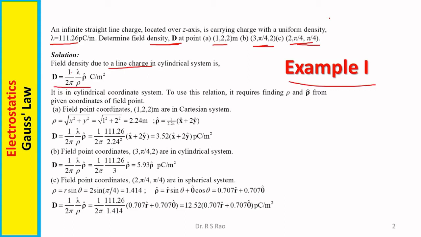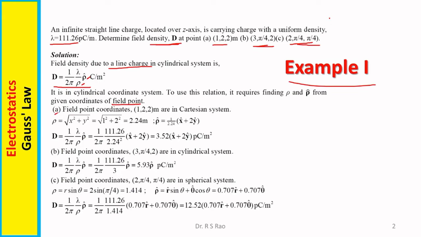Standard formula: D equal to 1 by 2 pi, lambda by rho, rho cap. These are cylindrical system aspects. So this formula is in the cylindrical coordinate system. To use this formula to find field density, we have to use the coordinates of the field point and find rho and rho cap from the given coordinates of the field point.